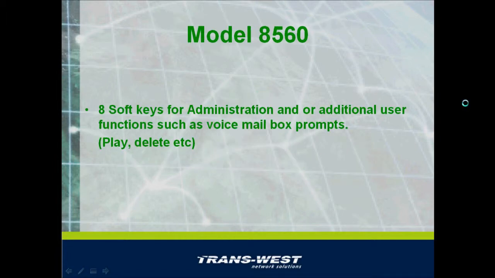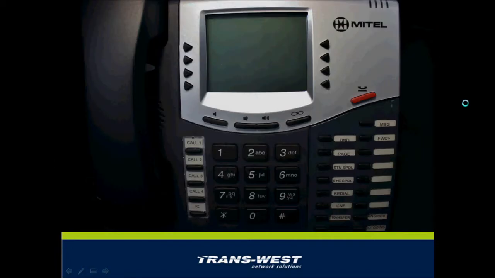The first phone we're going to look at today is a Mitel 8560 model. An 8520 model is available also, and the primary difference is the LCD is smaller on the 8520 model. So here we look at an 8560. The first thing that stands out when viewing the phone is there are 8 soft keys available near the LCD screen. If your phone has been defined as an administration phone, you'll use these keys for administration functions.